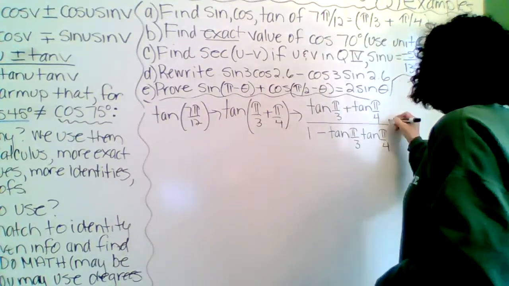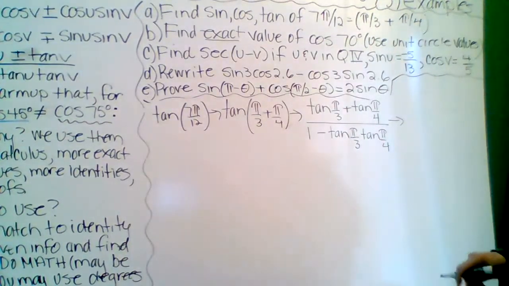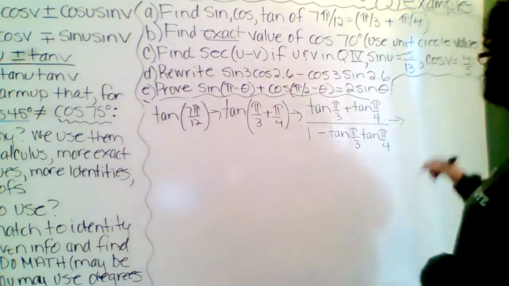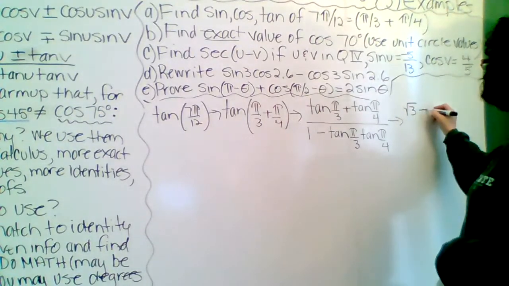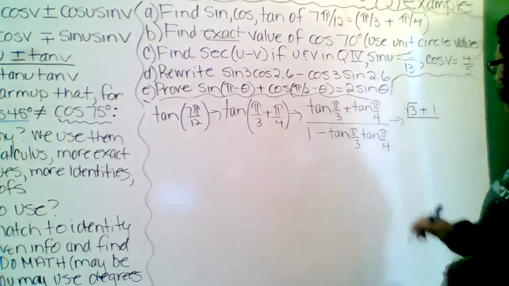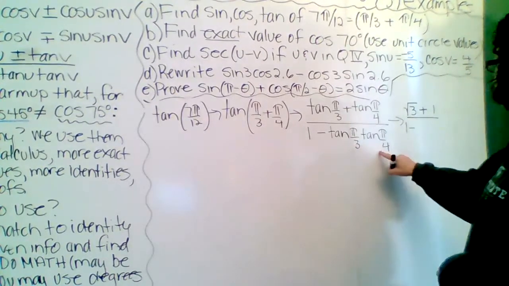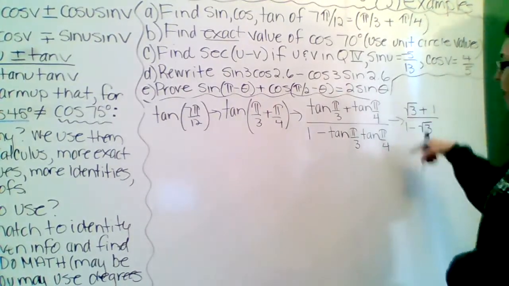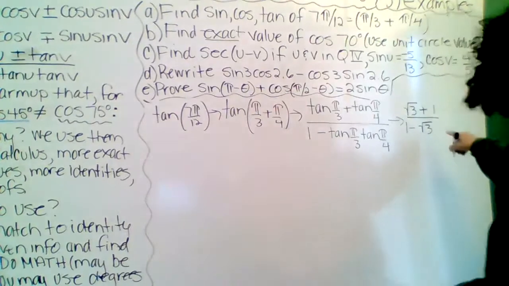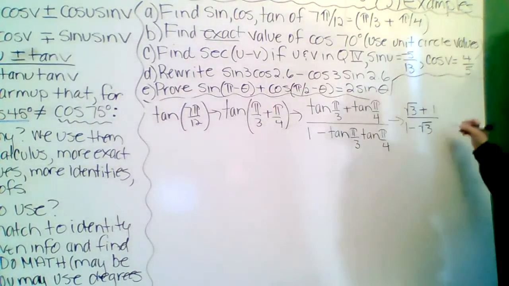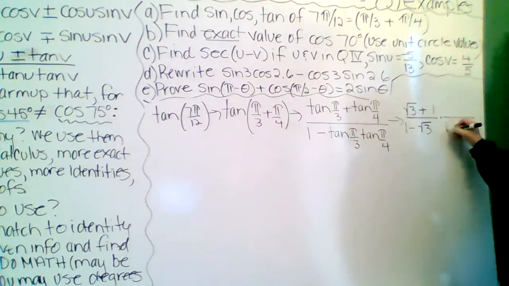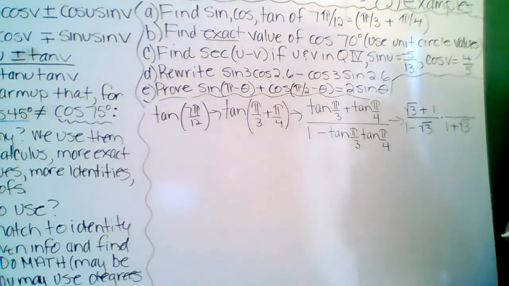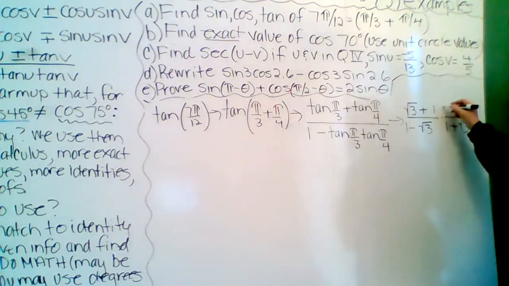Now this is perfectly correct. What a mess though, but for these items, we know what they are. Tangent of pi over 3 is the square root of 3 and tangent of pi over 4 is 1. 1 minus, again, the same values, which would be the square root of 3 times 1. So again, this answer is perfectly correct, but we don't leave it with the square root in the denominator. So we multiply by the conjugate of the denominator. The conjugate of 1 minus the square root of 3 is 1 plus the square root of 3.